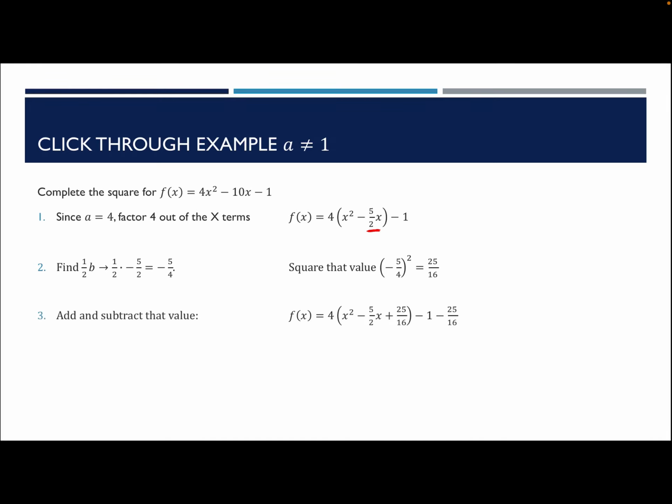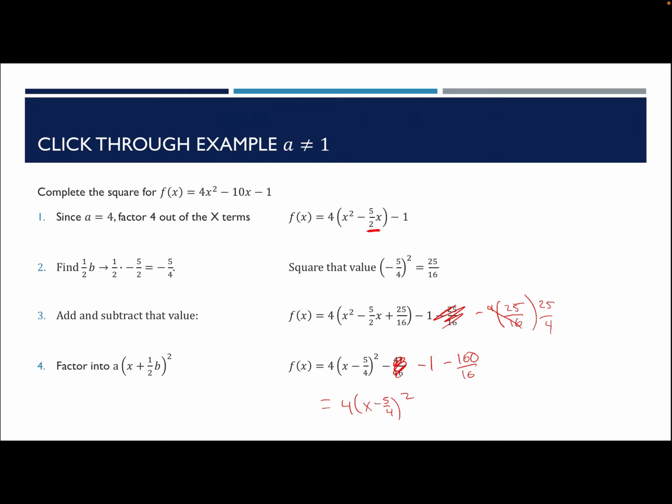Your next step is that you want to add and subtract that value. Mistake here. Since you have 25 over 16 here, when you take it out, you're going to have to multiply by 4. So that should be -1 minus 4 times 25 over 16. And then in our next step, we're going to have to actually keep that value in. So this should be -1 minus 100 over 16. And so your final answer would be 4 times x minus 5 fourths squared. I guess we can just make that 25 over 4. And then that will give us -29 over 4 as our final answer.